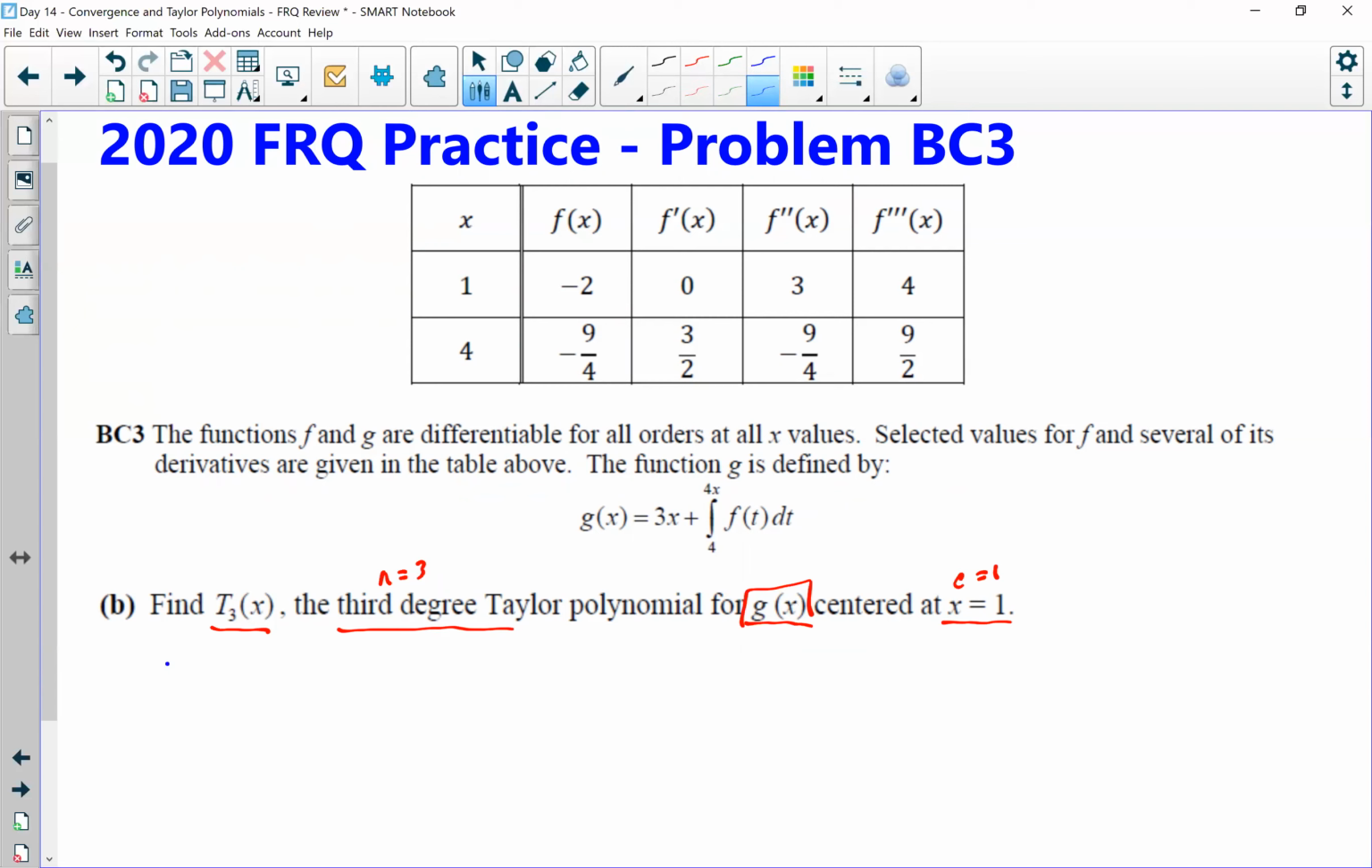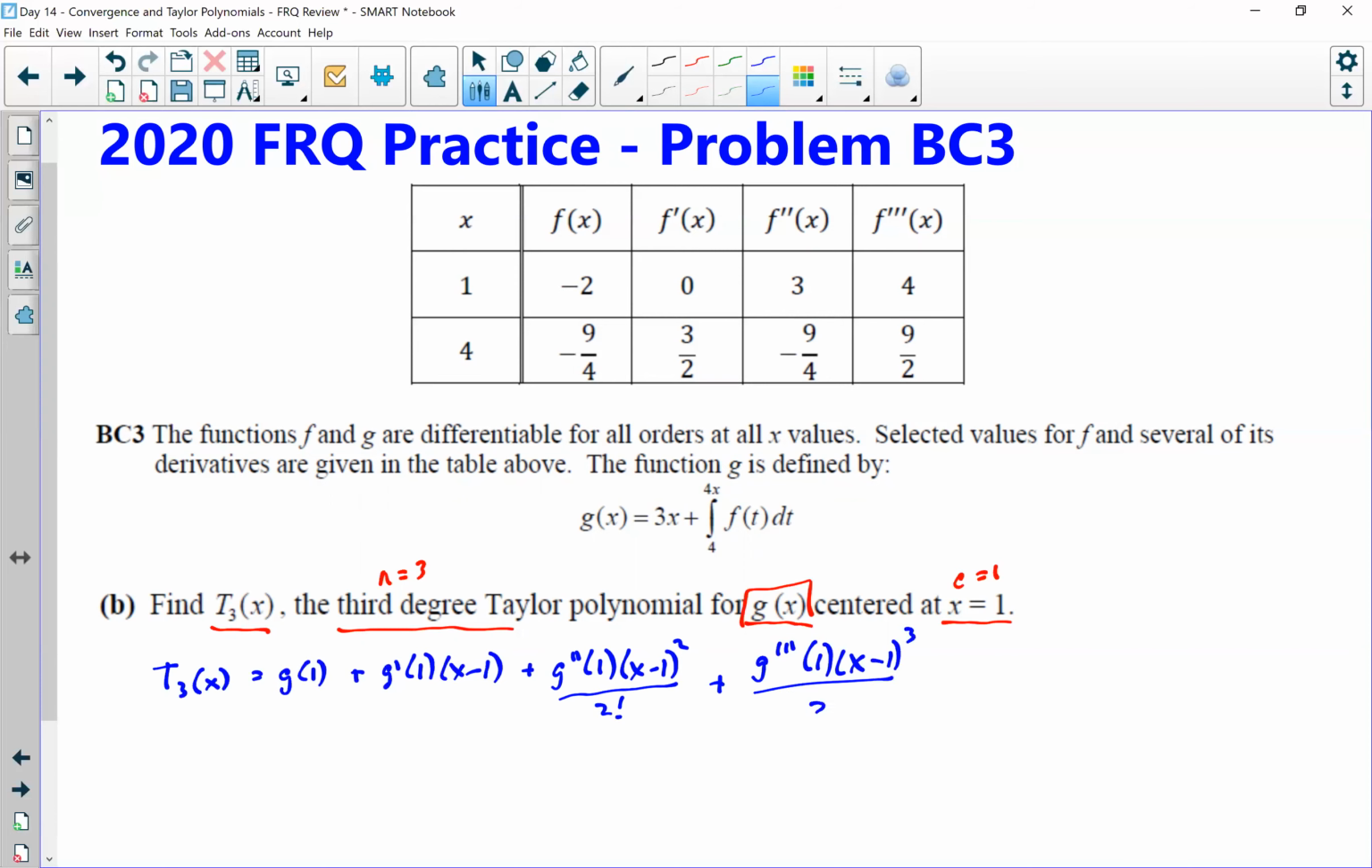So this is where I like to really write out our general formula. A third degree Taylor polynomial for g centered at 1 is just going to be g of 1, whatever function you're making it for at the center, plus g prime of 1 times x minus 1, plus g double prime of 1, x minus 1 squared over 2 factorial, plus g triple prime of 1, x minus 1 to the third power over 3 factorial. So this is our building blocks for our third degree Taylor polynomial.